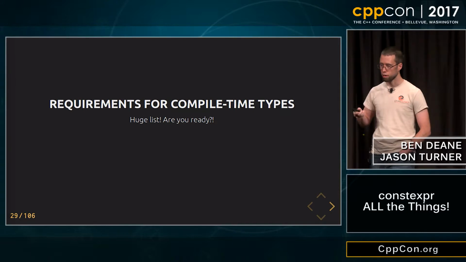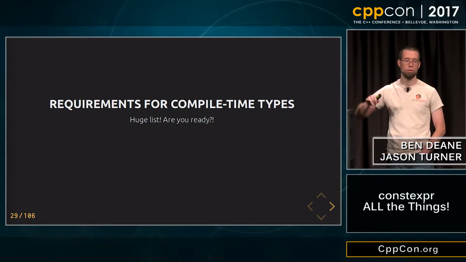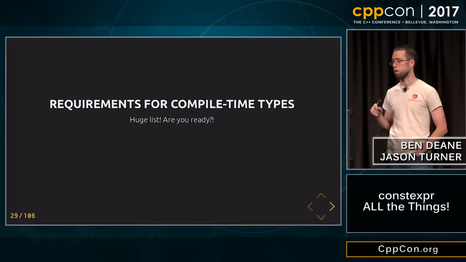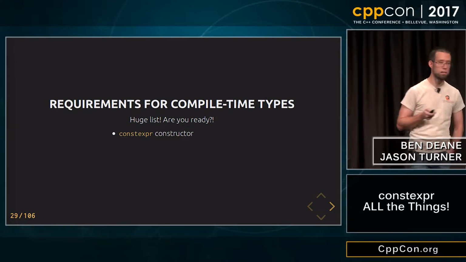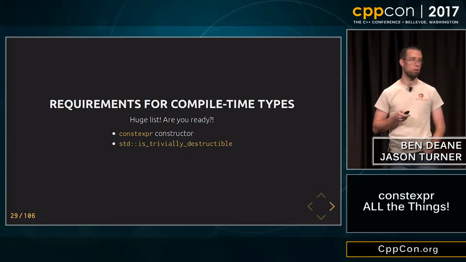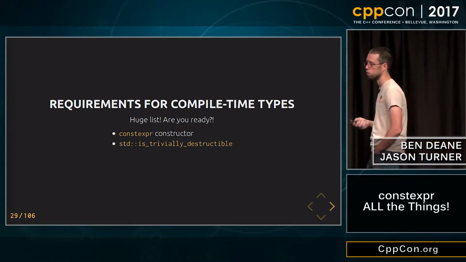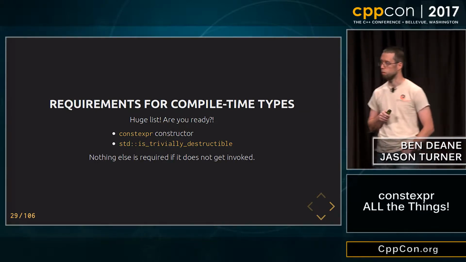So, real quick, all the requirements for our compile time types, if you're looking in the standard, these are known as literal types. They must have at least one constexpr constructor, and they must be trivially destructible. So that's it. When you're thinking about deploying constexpr in your code, that's what you have to worry about.